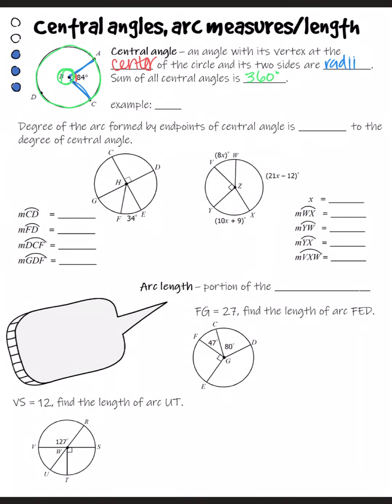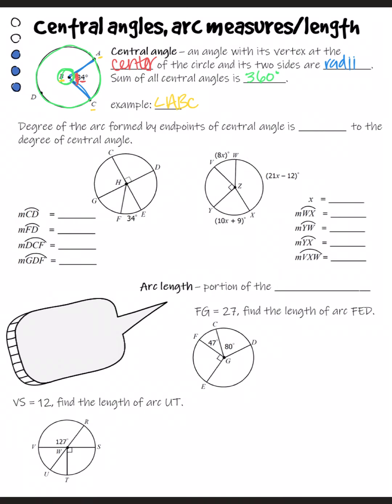How we would name our central angle would be angle ABC. We start at A, the middle is B, and then C, and we're talking about this middle central angle that's 84 degrees.